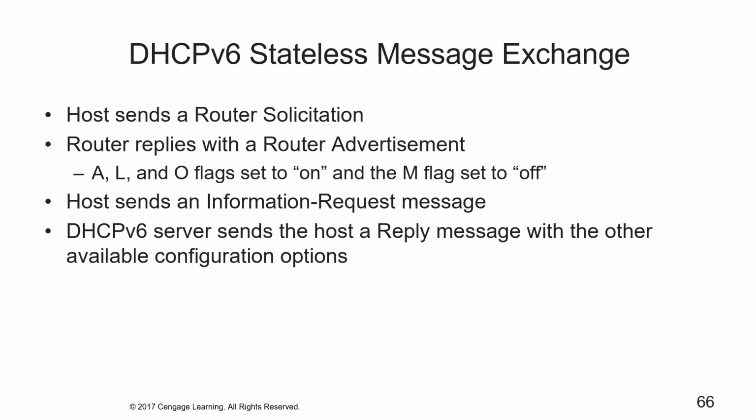In the stateless message exchange, the host sends a router solicitation, and then the router replies with a router advertisement with the A, L, and O flags set to on and the M flag set to off. The host then sends an information request message, and the DHCPv6 server sends the host a reply message with the other available configuration options.